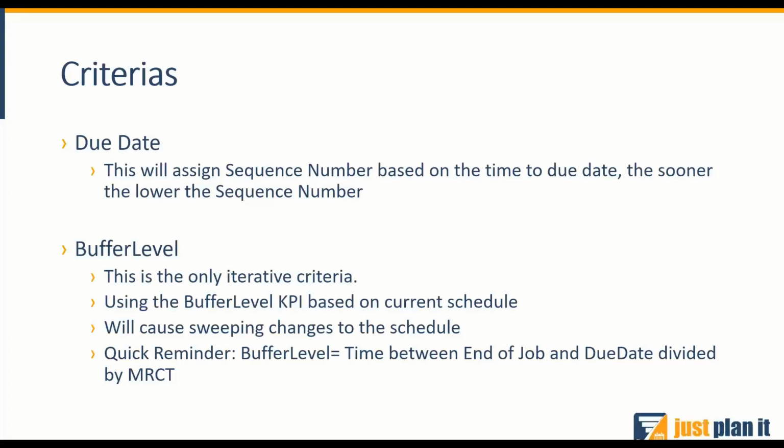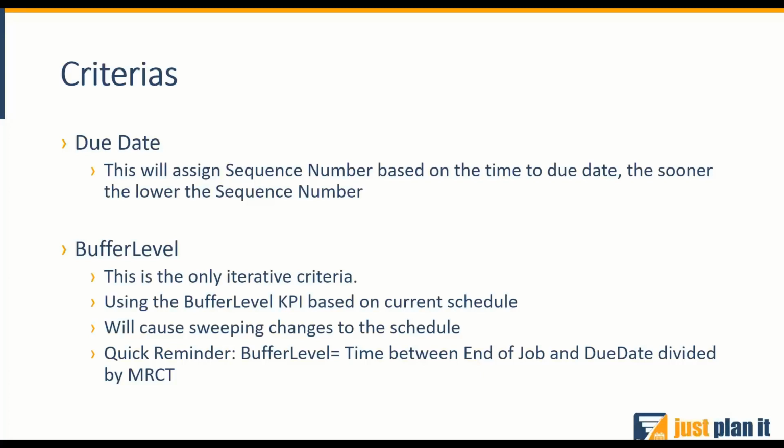And therefore, if you hit the buffer level criteria once, you will get a result. And if you hit it again, you'll get another result because the buffer level will have changed. This is why this will cause sweeping changes to the entire schedule. And why you will notice that if you keep clicking on it, you will at some point go into circular structures where the plan will jump between certain levels of results regarding our target goal, which is the minimization of the jobs over due date.